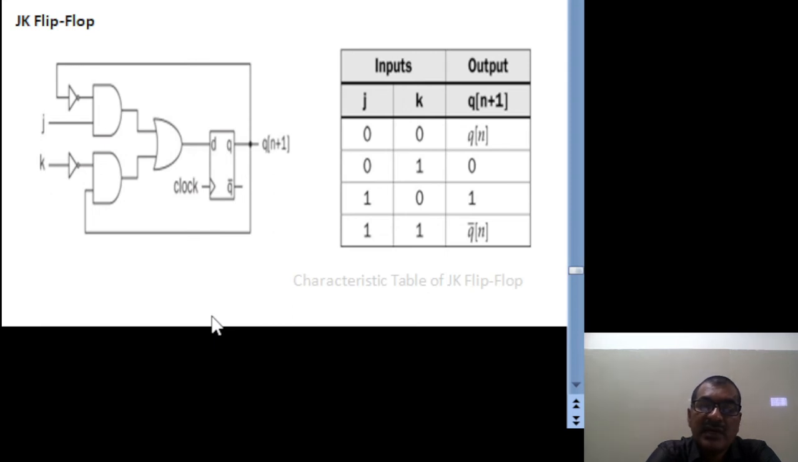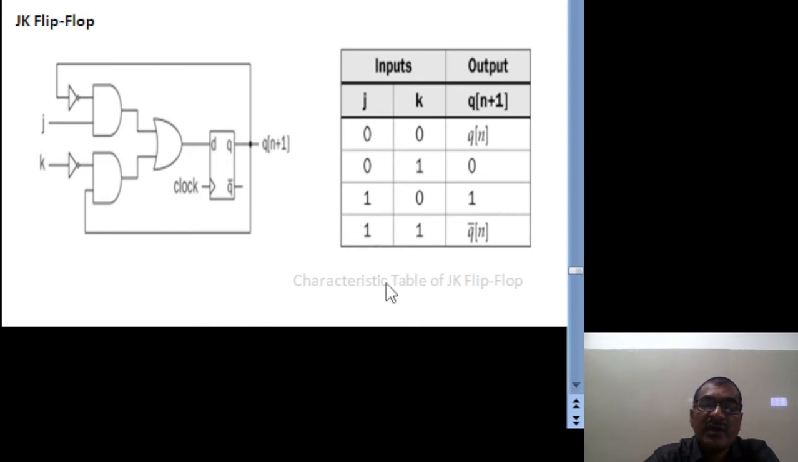Now K value is 1. K value is 1 means the expected state is reset state. Hence the Q of n plus 1, that is the next state of the flip-flop, is 0. In case of 1, 0, what is J, I said? It is equal to S, that means set. So the expected output state is set state. Hence Q of n plus 1 is 1.